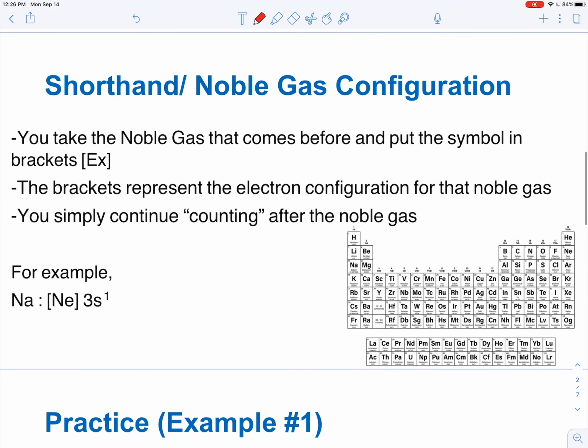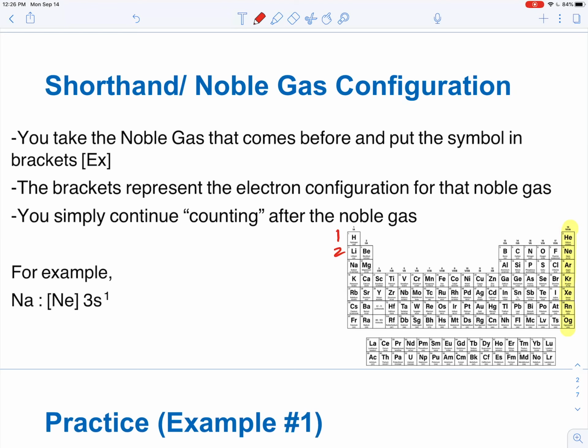Alright, so how do we do this? You want to take the noble gas that comes before. So what are noble gases, you might ask? Noble gases are all the elements in the last column of the periodic table, group 18. And then we're going to put that symbol in brackets. The brackets represent the electron configuration for that noble gas. So you simply start counting after the noble gas.